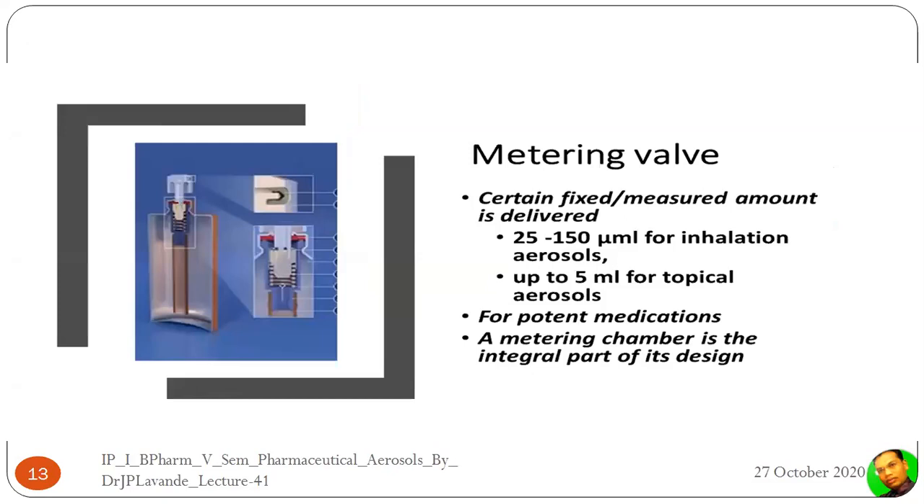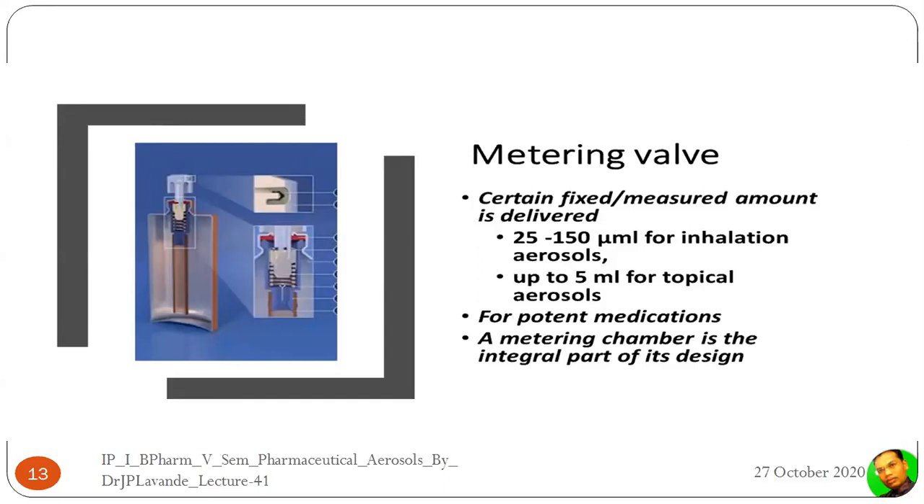Now, as far as the metering valves are concerned, there is a special assembly, a metering device, which measures the required amount of dose that is to come out through the valve when it is actuated. A certain fixed or measured amount is delivered. In the case of inhalational aerosol systems, 25 to 150 microlitres is the quantity delivered by the metered valve.